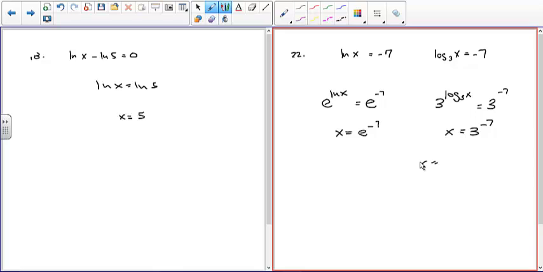3 to the negative 7 power. Well, it's not as bad as I thought it was. It's 4.572 times 10 to the minus 4.